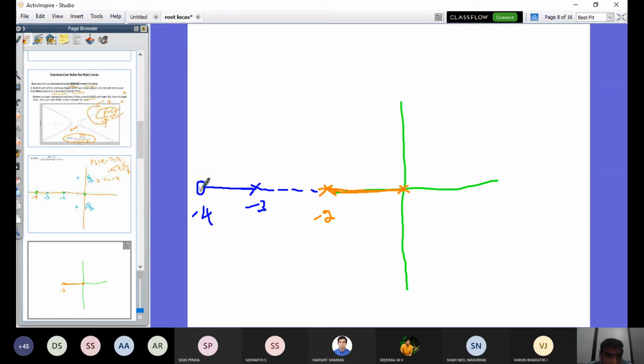Able to follow? After -4, are there any poles and zeros? No, sir. No poles and zeros. So after -4, you can put your hand here and see how many poles and zeros there are. Four, sorry. After -4 that is an even number. So after -4, there won't be any root locus axis. Able to understand how to identify which part of the segment will be involved in the root locus?